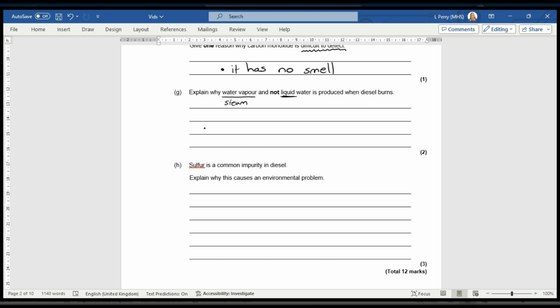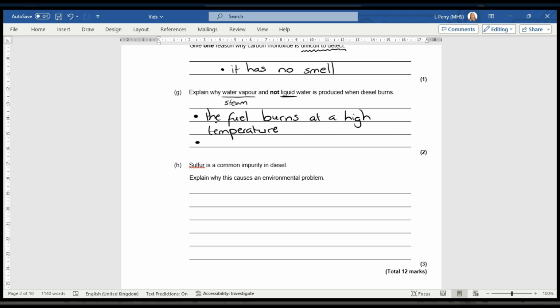So the fuel burns at a high temperature because we know it needs to be hot to make steam. But it's 2 marks. That's only going to get me 1 mark. So what other information can I add? Well, yeah, it's going to burn at a high temperature, but it must burn at a temperature so high that liquid water is boiled. So the temperature must be higher than the boiling point of water.